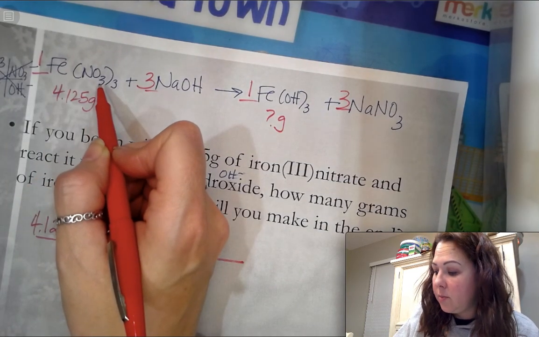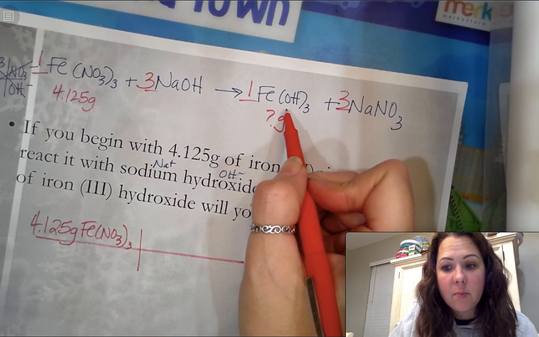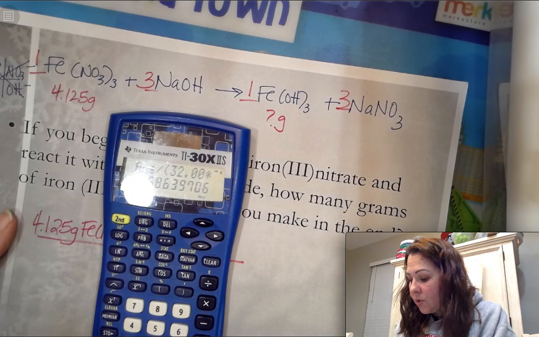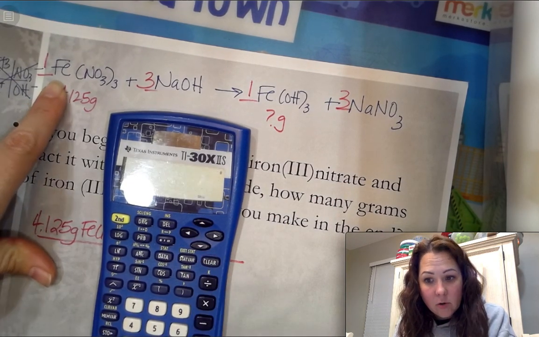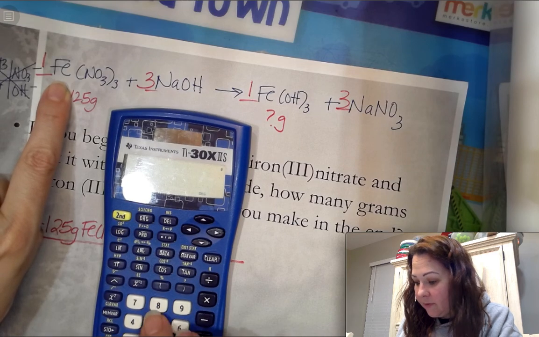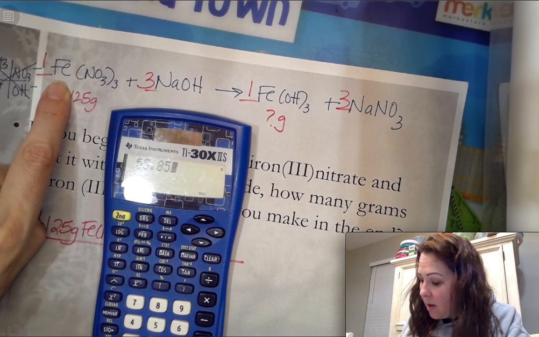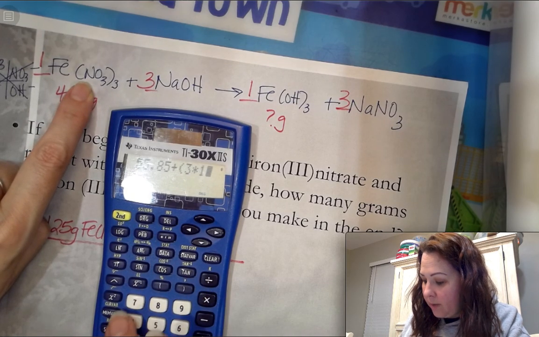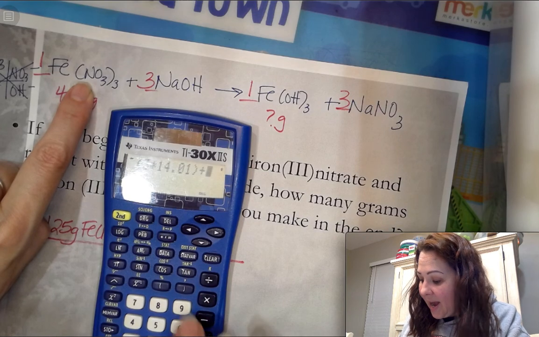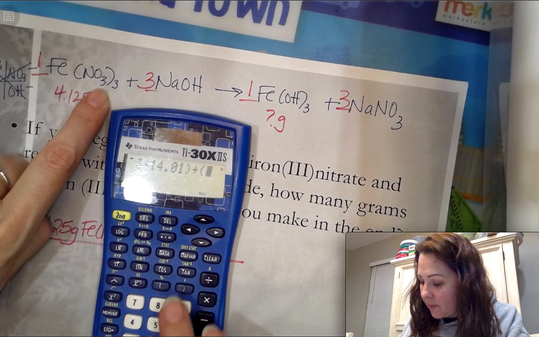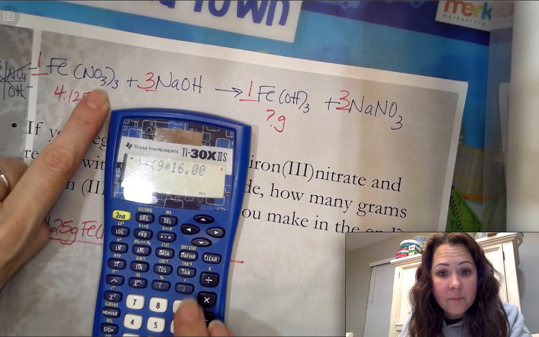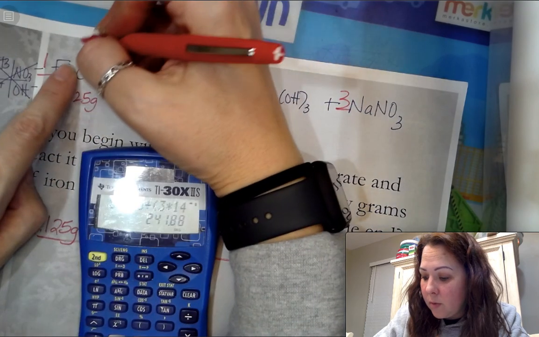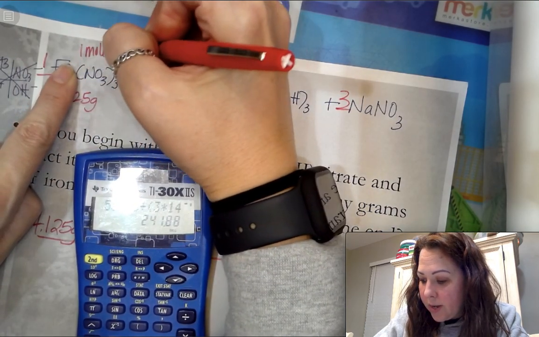I'm also going to need the molar mass of this guy down here, so I'm just going to calculate both molar masses just so I have them handy when I'm doing the math problems. So in this one, I have 1 iron. Iron has a mass on the periodic table of 55.85. Plus my 3 nitrogen, so 3 times 14.01. Plus my 9 oxygen. Oxygen has a mass of 16. So this molar mass, with a mass of 1 mole, is 241.88 grams.